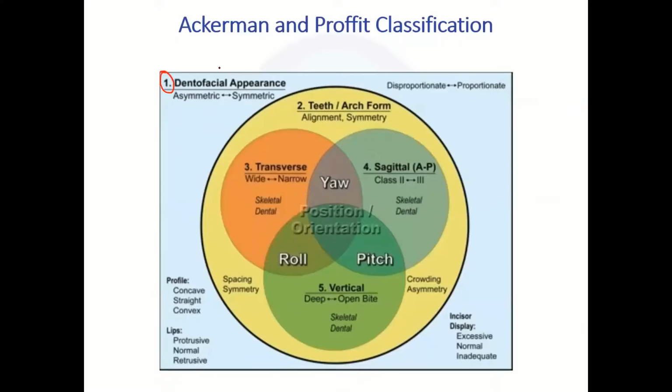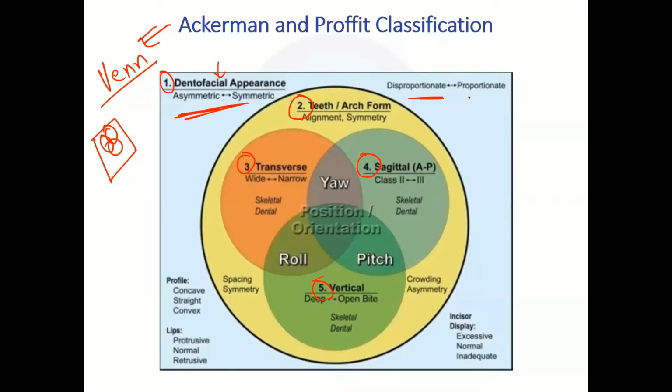Now, Ekman's prophet, you need to remember what all are the stages. First is dentofacial appearance. Okay. Second is teeth and arch form. Third is transverse relationship, sagittal relationship, and vertical relationship. Okay. So Ekman and prophet followed a Venn diagram. वेन डायग्राम क्या होता है जहां पे हम ज्योमेट्रिक शेप्स लेते हैं और एक के अंदर एक को प्रेजेंट कर देते हैं. So the outside is dentofacial appearance, which is symmetric and asymmetric.